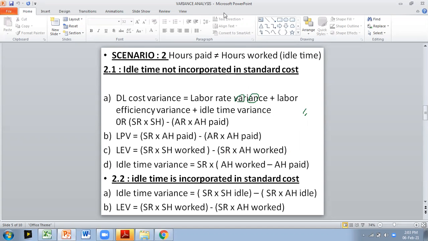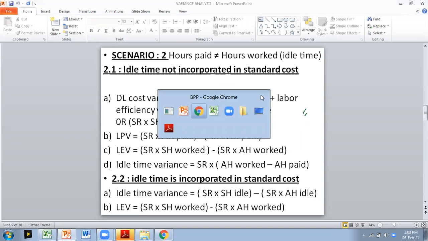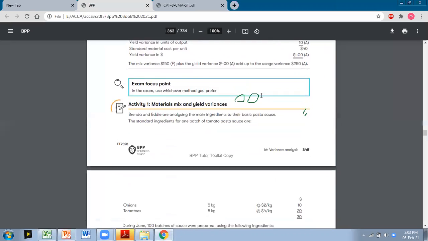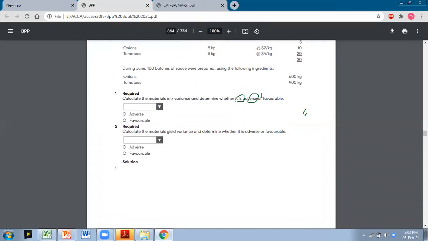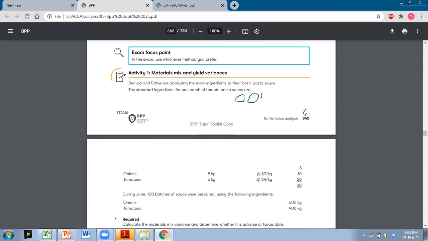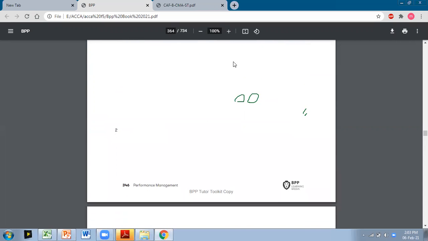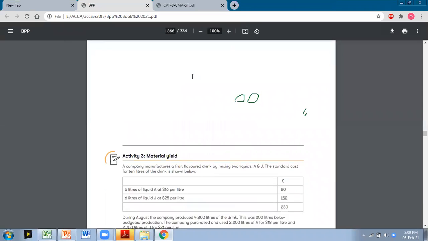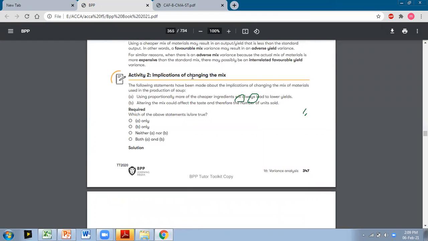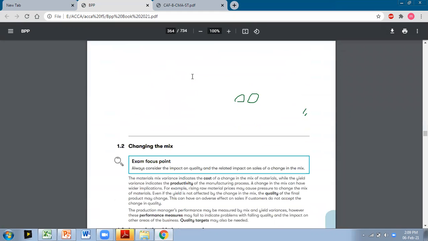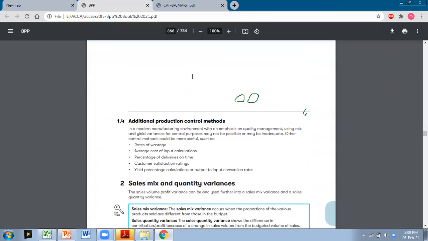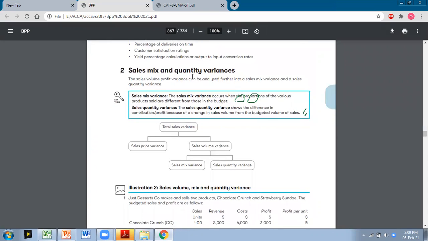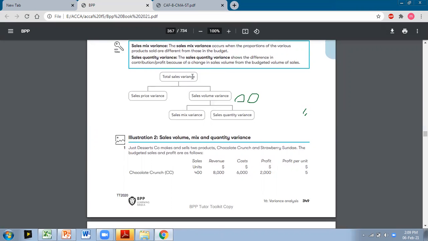Let us see the other also. Okay, so now this question is your homework. Material mix and material yield variance. You have to solve this question yourself. Give me a minute. Let me show you this question also. Activity 3 and activity 2, right? Activity 3, and there was activity 1 also. So that is your homework. It's very easy. Then we have sales mix and quantity variances. Let's go to our slides and formulas and see this.